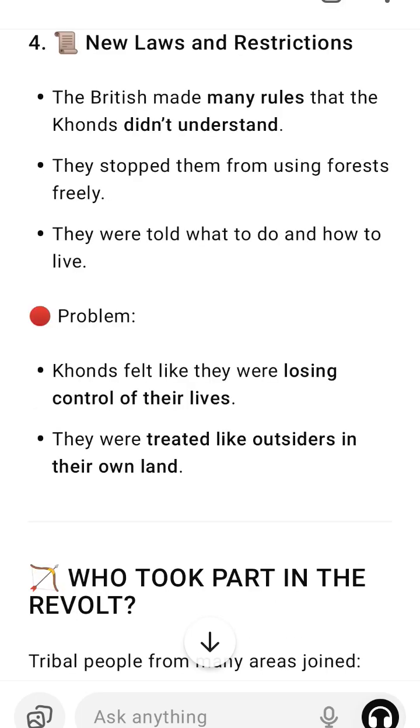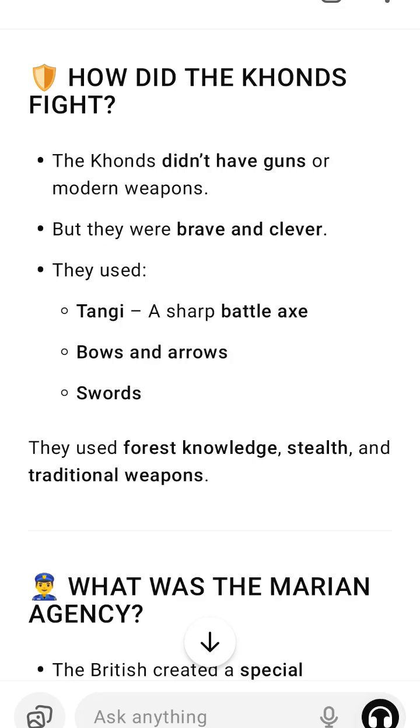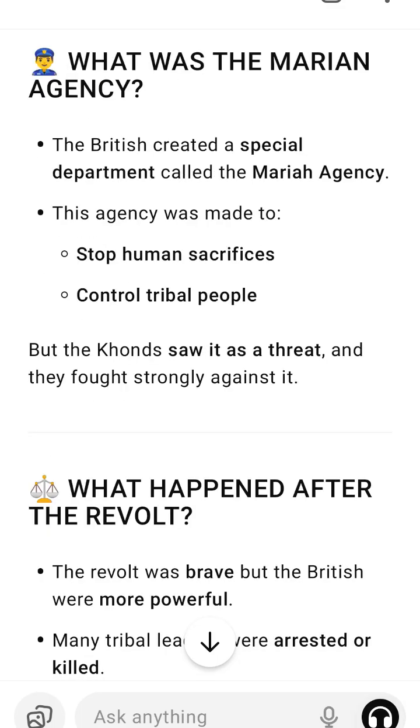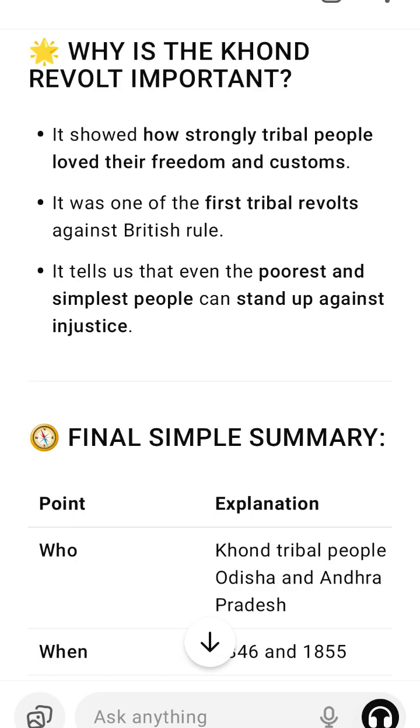The Kands revolted because they were deeply hurt, disturbed, and angry by the sudden and harsh changes brought by the British. Let's break the reasons into simple parts. 1. British land revenue policy. The British introduced taxes on land. Even forest dwellers like Kands were told to pay money as tax. Kands didn't use money much and didn't believe in paying for land that had always been theirs. This made them confused, helpless, and angry.